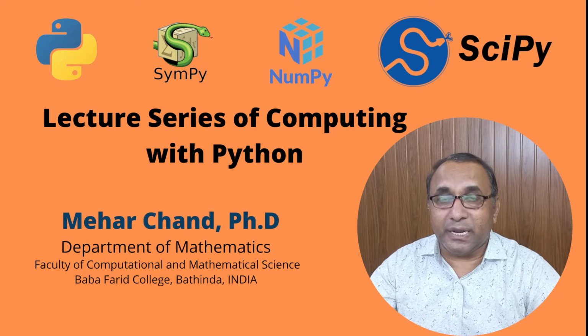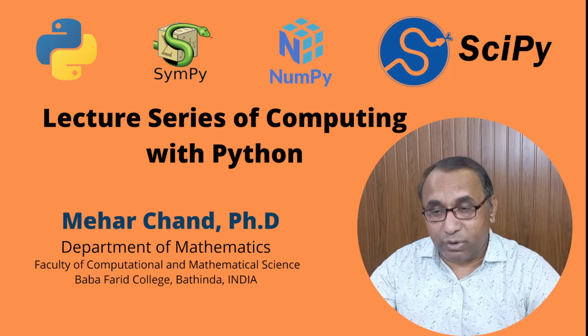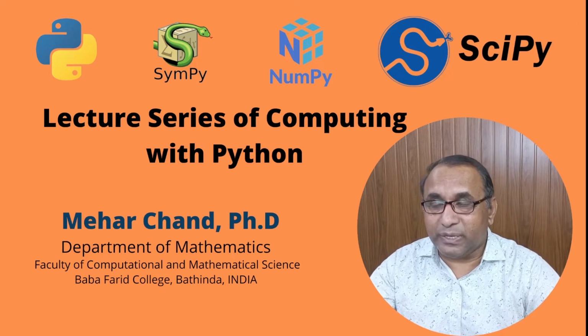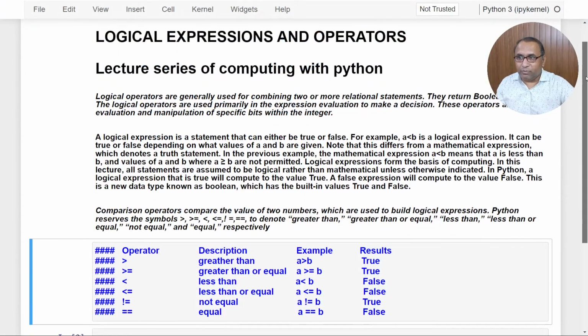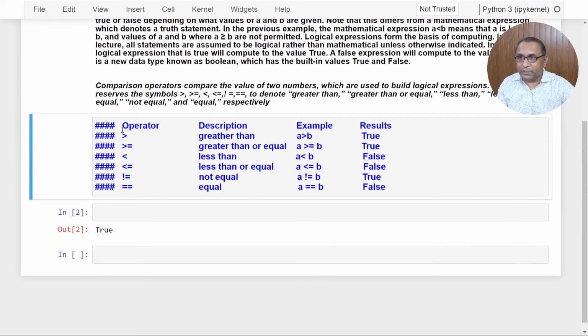Python reserves symbols like less than or equal to, greater than or equal to, negation, and equals. These symbols will be used for comparison in Python. Here we have some very important notations. The first column contains the symbols of the operators, the second column has the description of the operators, and the third and fourth columns are associated with the examples and their truth values.